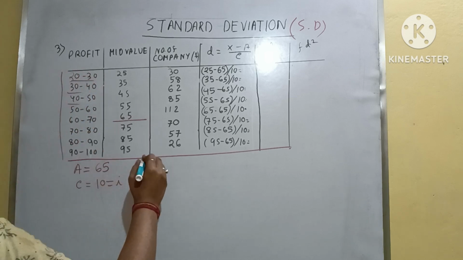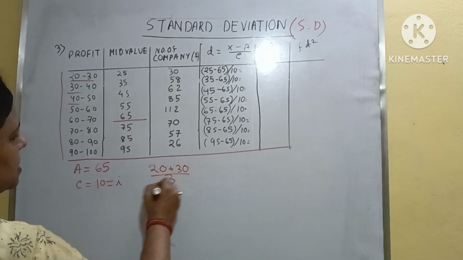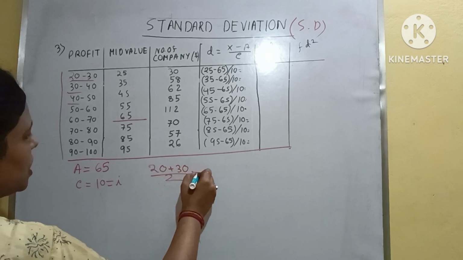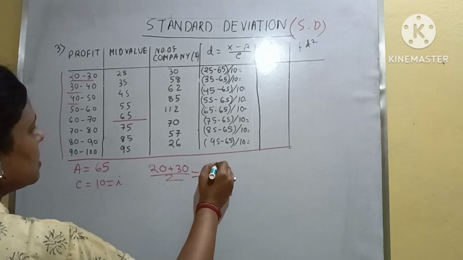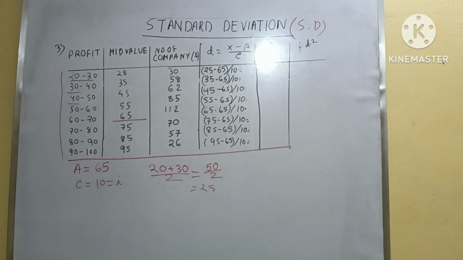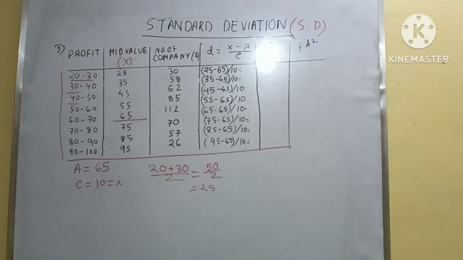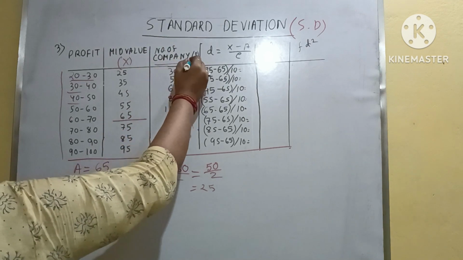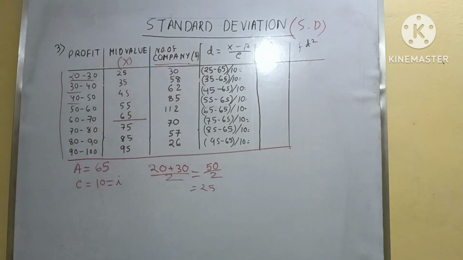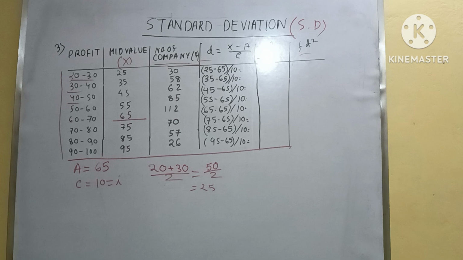How to calculate the mean value? It is very easy. Just add these two numbers and divide by 2. So here 50 divided by 2, 25 is your number. These mean values are the exact x values or the observations, and the number of companies is f. Now we have to calculate the d value, fd and fd square, and after that the standard deviation.